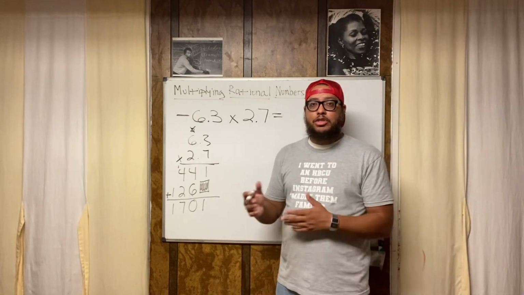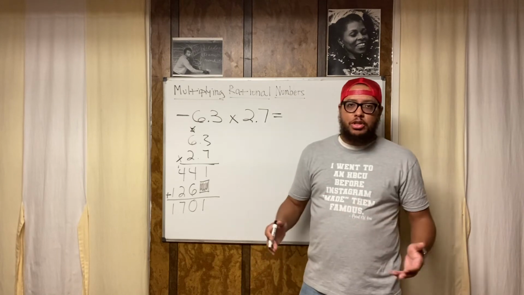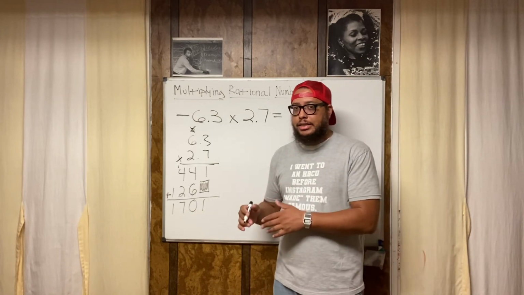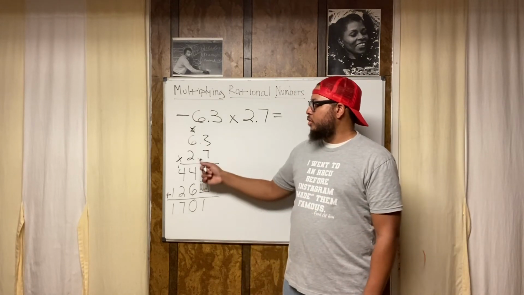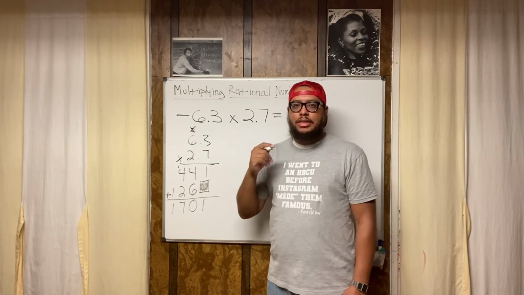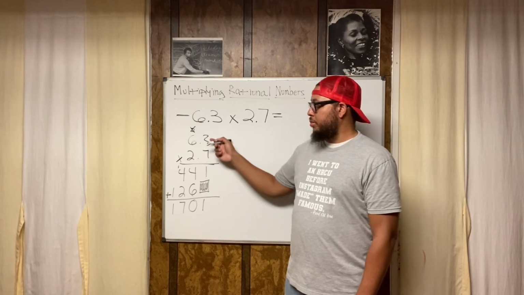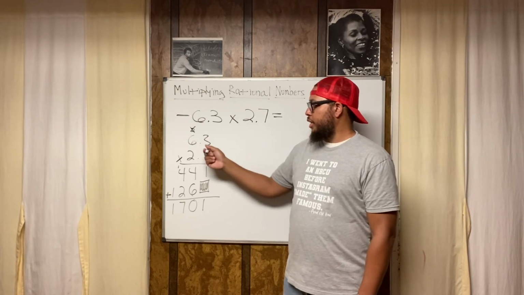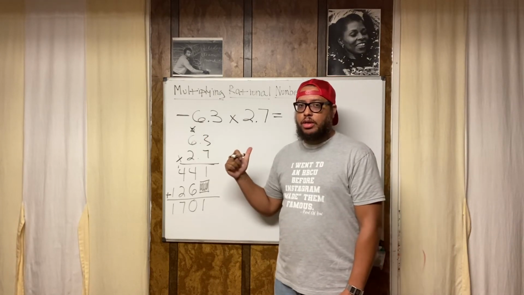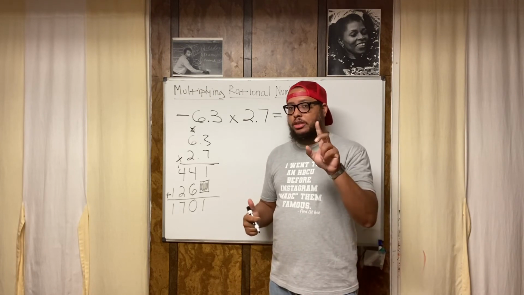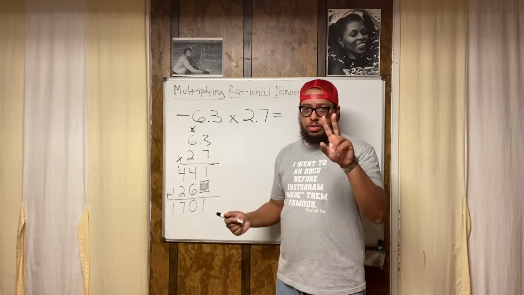So if you forgot how to multiply decimals, or you never knew how, just remember when you get to the last step, if you're multiplying decimals, you've got to count up how many digits are to the right of decimal points, not just in one number, but in both of the numbers. This 3 and this 7 are to the right of the decimal point. That's 2 numbers or 2 digits. 1, 2, 2 digits.